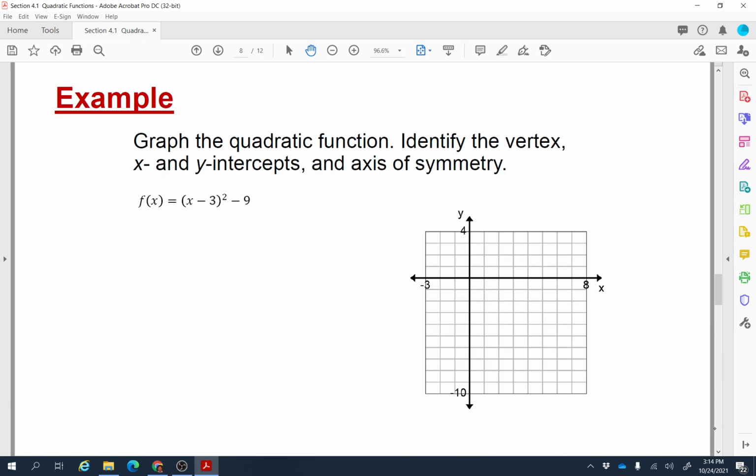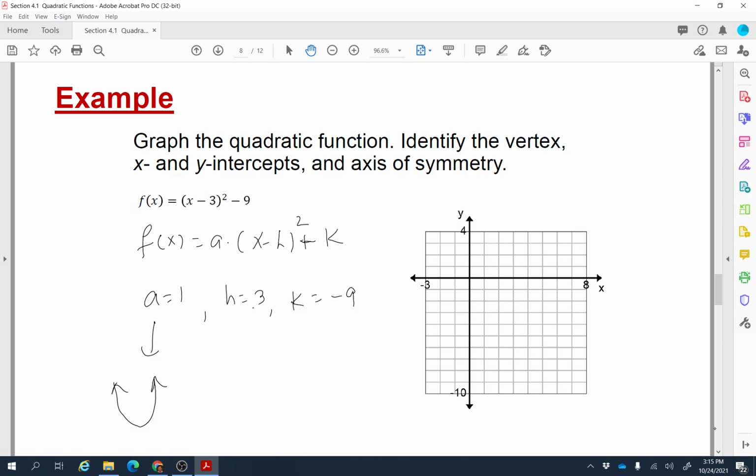So one example, this is a quadratic function. If you compare this function with the vertex form, the number in front of this parenthesis is nothing, so that means a is 1, and the value of h is 3. Remember, here is a negative sign, so h is just the number. And the value of k is negative 9. Here is a plus sign, so k equals negative 9. So from a, the curve is concave up, meaning it opens up.